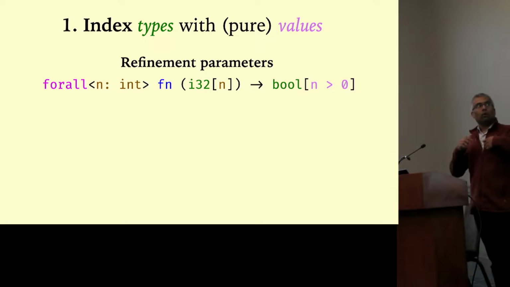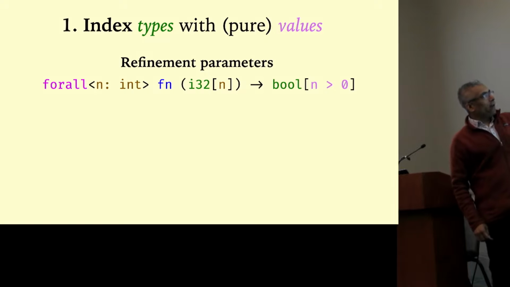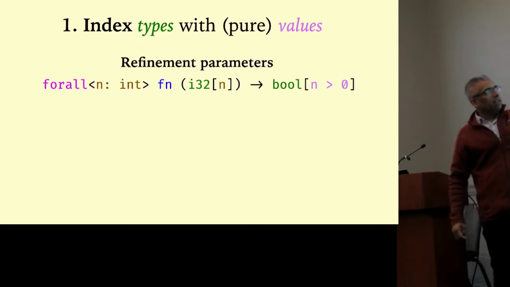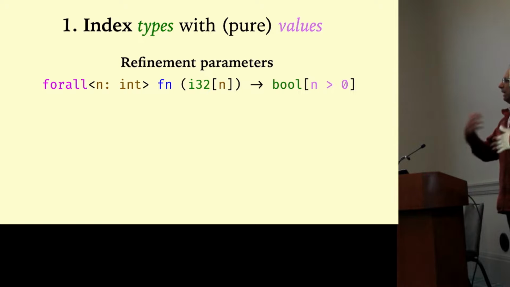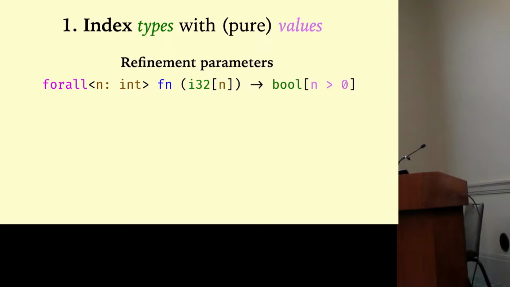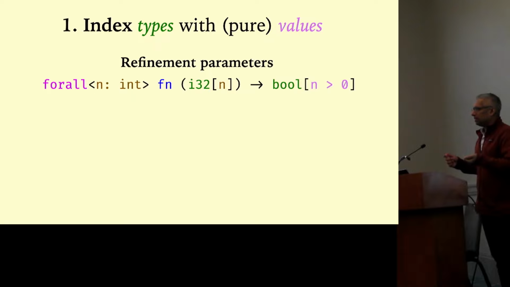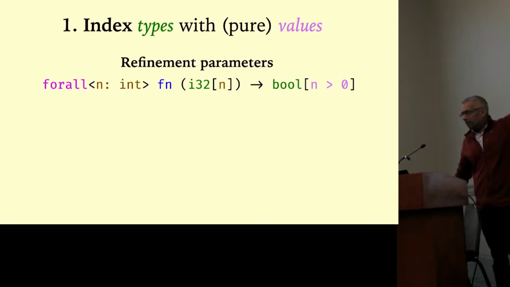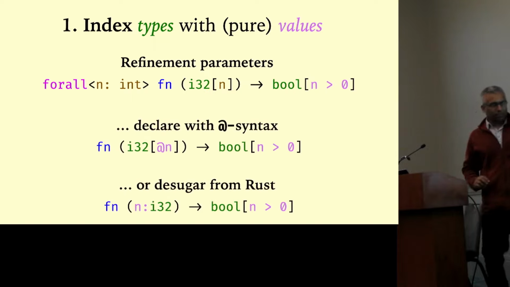But of course you want to abstract over these concrete indices. So for example, I really want to write signatures that look like this. For any n, which is an index, if you give me an i32 that is indexed by n, that is an i32 equal to n, then I will return a boolean that returns true or false if that n is greater than 0. Does that make sense? Imagine I wrote a function called isPos. I might give it a signature like this. Now, this is awful to write because, come on, who's going to write all these for alls? That's gross. But with a little bit of syntax, this becomes quite pleasant.